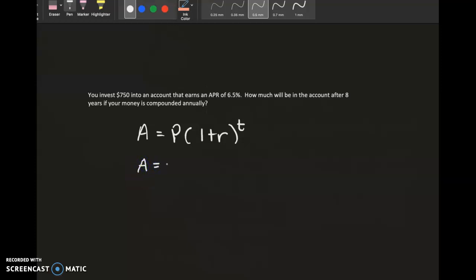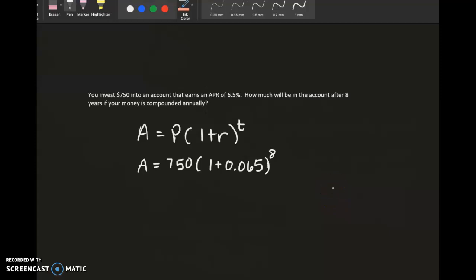P is the amount that we initially invested, so that's going to be 750. R is the interest rate. Remember, we have to rewrite that as a decimal, so 0.065. And then we're looking at the money sitting here for 8 years. So you're going to put an 8 in for T. I would encourage you to pause the video here and make sure that when you plug it into your own calculator that you get the same thing.